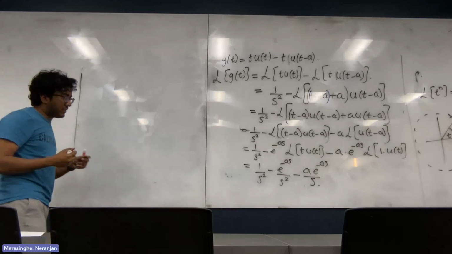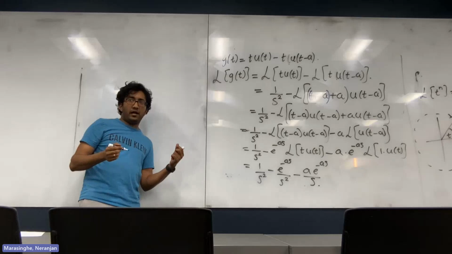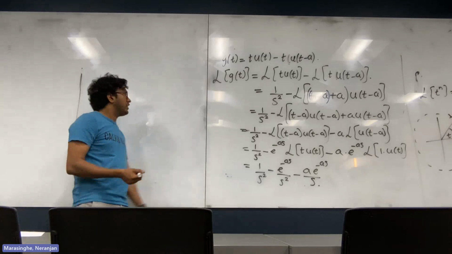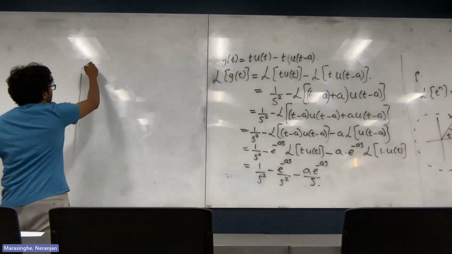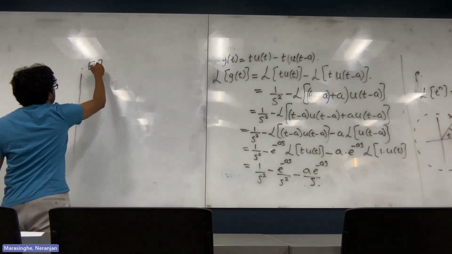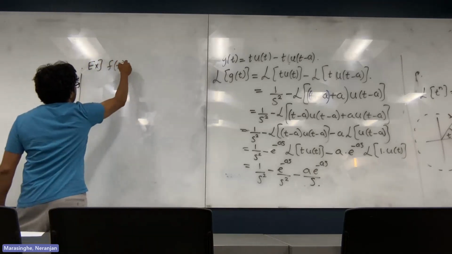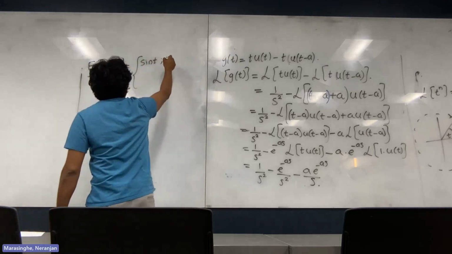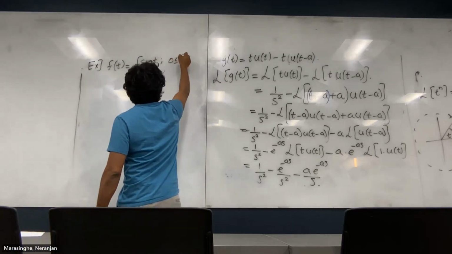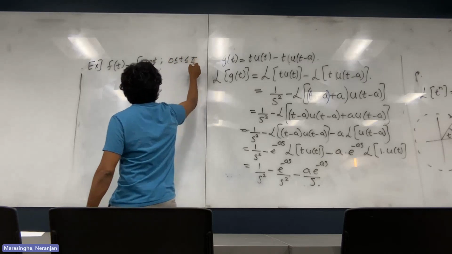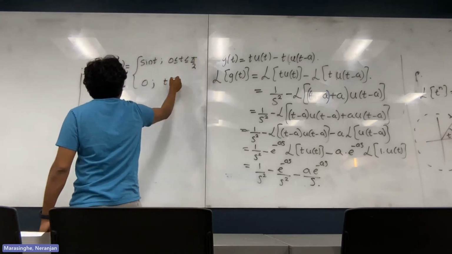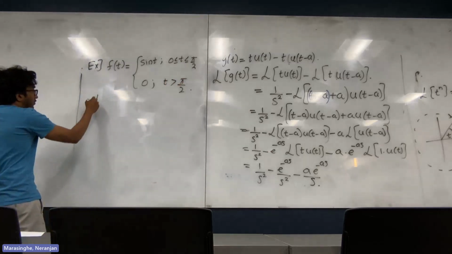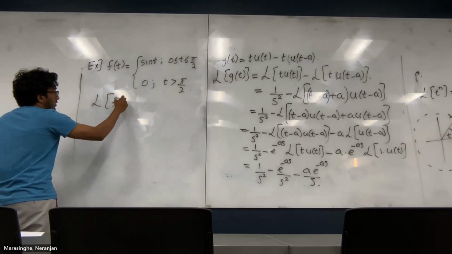Now in the previous example, I gave sine t and I defined ft as sine t when t is in between 0 and 2 pi. Now I'm going to give the same problem in a different way. Next example is ft equals sine of t when t is in between 0 and pi divided by 2, and 0 when t is greater than pi divided by 2. The problem is to find the Laplace transform of function ft.